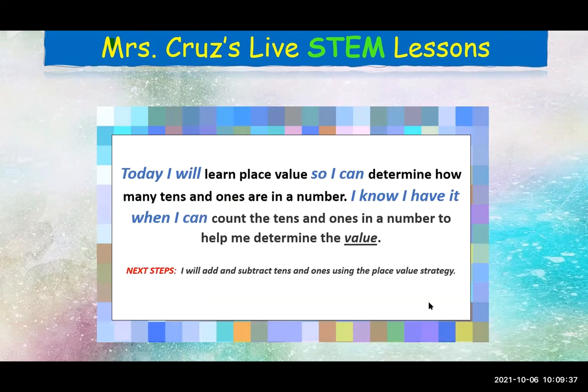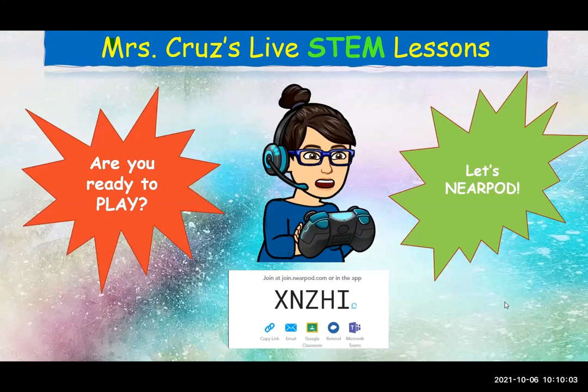Today, we will learn place value, so I can determine how many tens and how many ones are in a number. I know I have it when I can count the tens and ones in a number to help me determine the value. That means how rich is it, right? How many are in each place. Next steps, I will subtract tens and ones using the place value strategy. Okay, let's Nearpod.